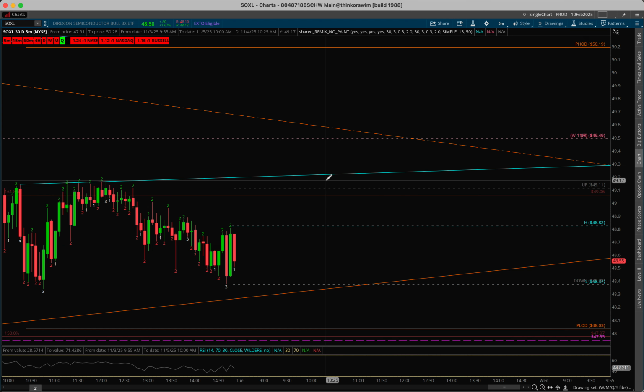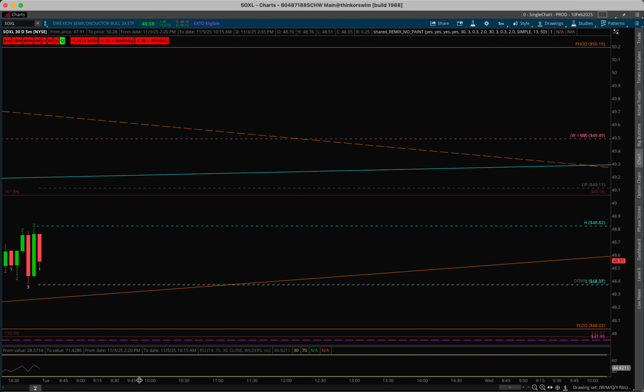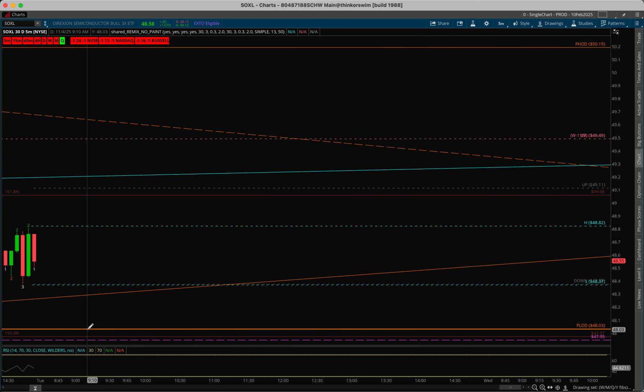All right, so we can see. Let's stretch things out a bit. Here's yesterday or Monday's close, but on the chart we've got up at the top here the previous high of day, then overnight high as of right now 48.82.